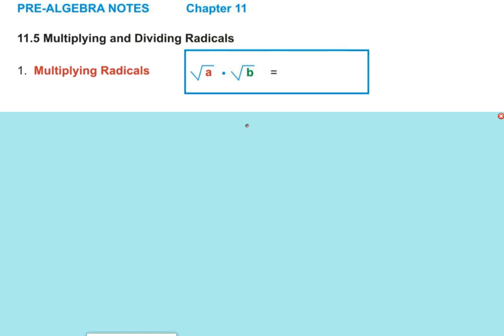This is 11.5, and so what we've done so far is try to understand what a square root is and learn some terminology. Then we dealt with the Pythagorean theorem and found out that we can use square roots to figure out whether a triangle is a right triangle or not, and to figure out one of the three sides of a triangle if we know the other two sides. Well, now what we want to do is learn how to multiply radicals. It's pretty easy.